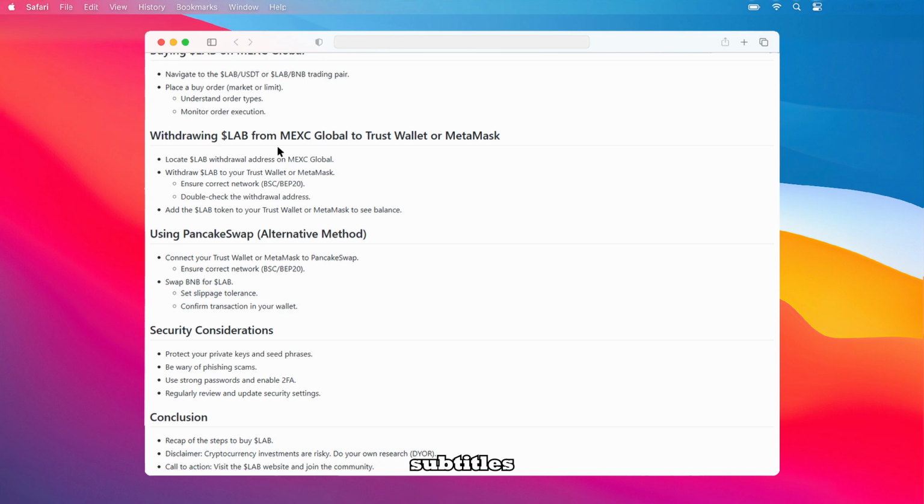Let's quickly recap the steps we covered to buy $LAB. Remember, cryptocurrency investments are inherently risky, so it's crucial to do your own thorough research before investing any money. Finally, we encourage you to visit the official $LAB website and become an active member of their growing community to stay informed and connected.